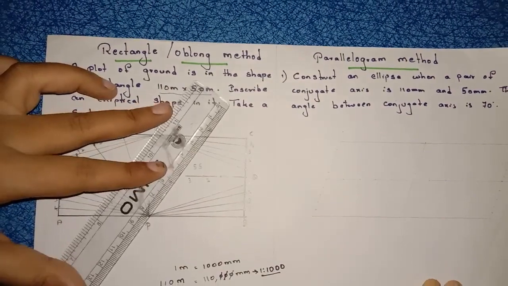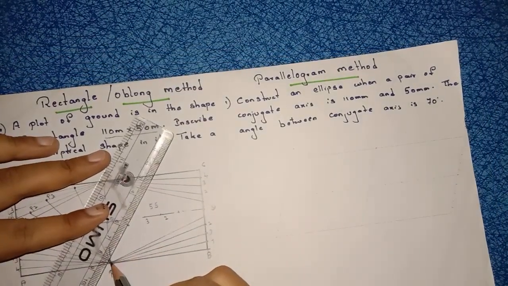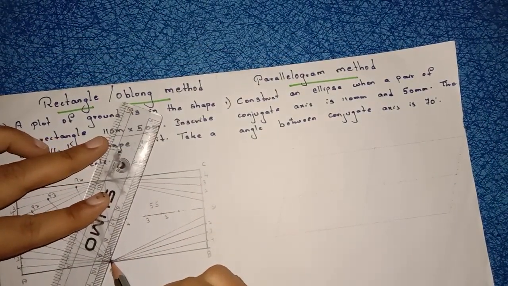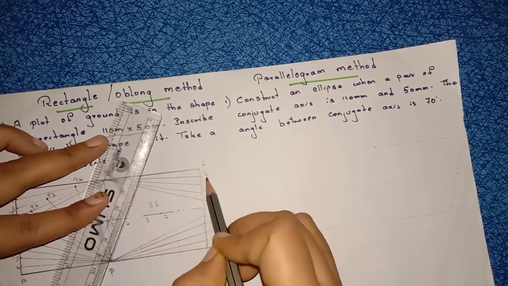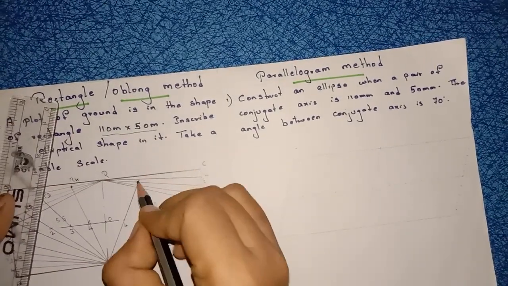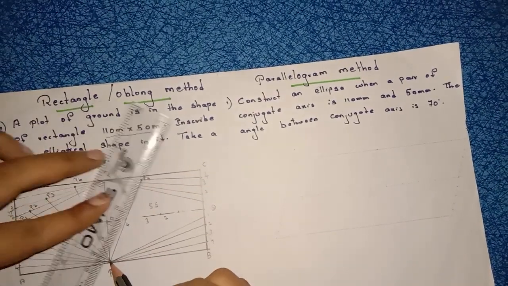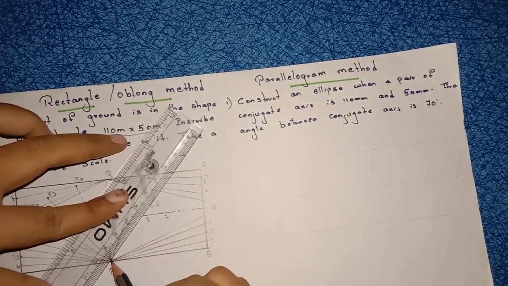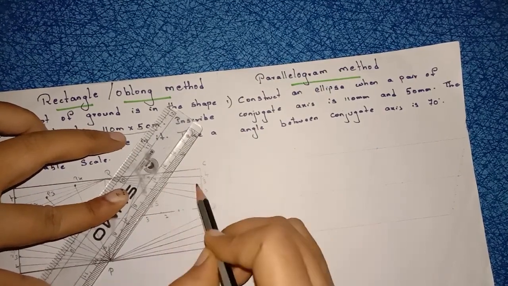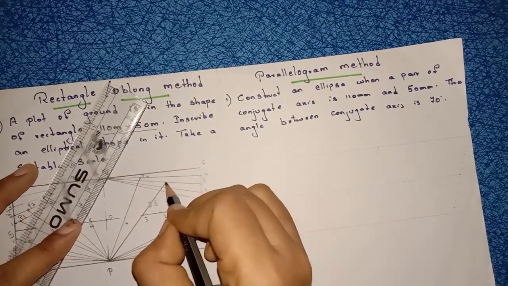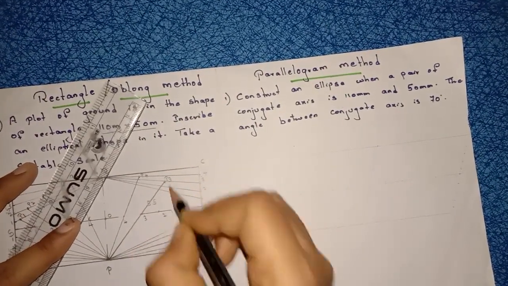Similar process here also. Once again see here from P through point 4 to the fourth line, name it as P4. From P through point 3 till this third line, name it as P3.